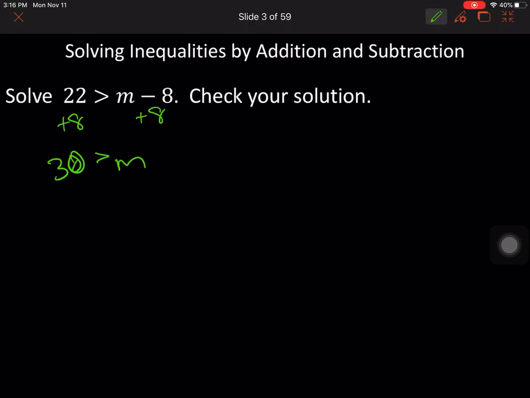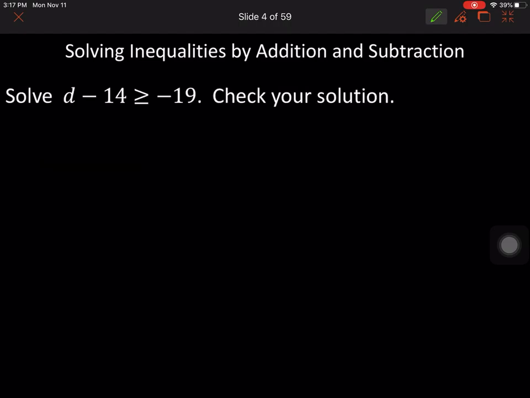So let's read what this says. This says that 30 is greater than m, and if we read it the other way, it says that m is less than 30. So that's what we do when we switch it. The m and the 30, we're going to switch sides. Our inequality is pointing at the m, and so it still needs to be pointing at the m. All we've done here is switch sides of the inequality. You don't have to make that step, but it's going to make graphing a little bit easier down the road.